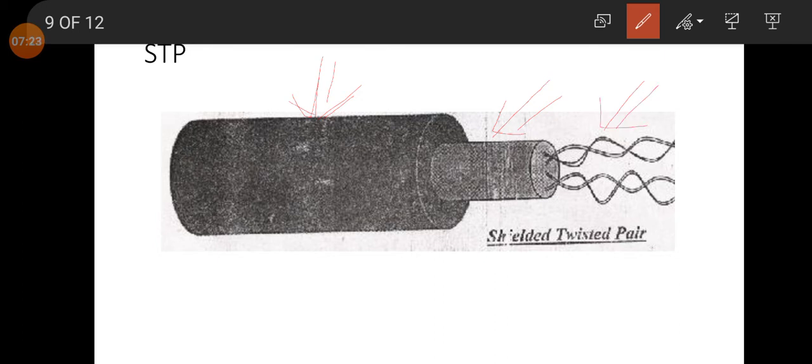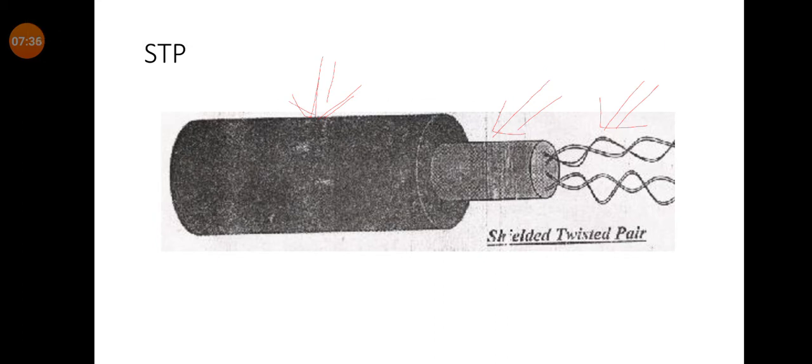So why are these called twisted pairs? Because they are overlapped. Two wires are overlapped with each other, so that is a twisted pair. Two wires. Clear? Any doubt here? So once again, look at unshielded, then look at shielded. So you can understand the difference between shielded and unshielded.